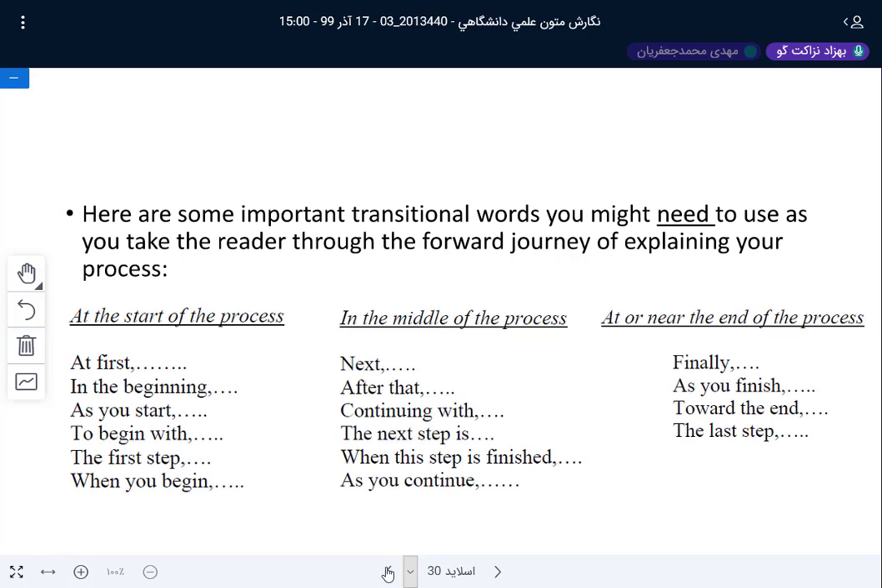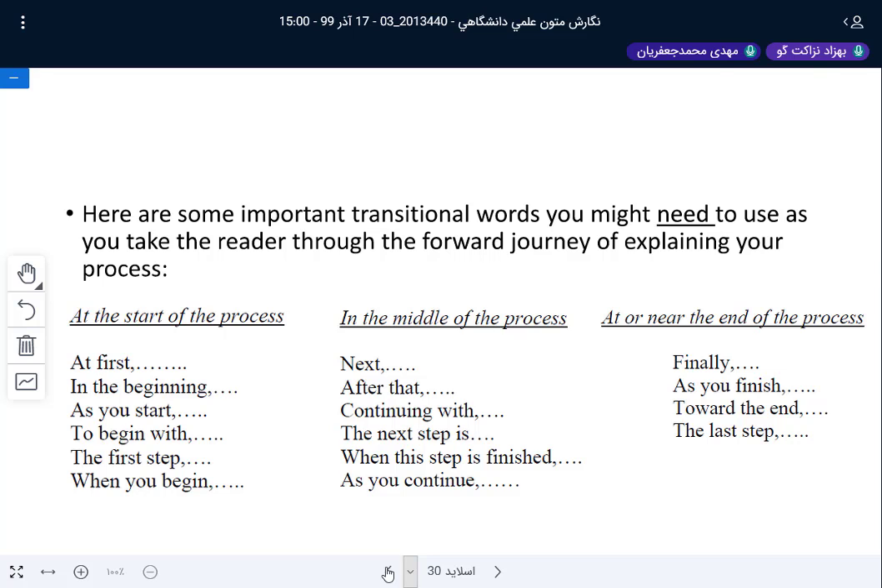So if you want to show everything in a chronological order, you can just use these connectors. Here are some important transitional words you might need to use as you take the reader through the forward journey of explaining your process. At the start of the process, you can use at first, in the beginning, as you start, to begin with, the first step, when you begin. So these signaling words can contribute to the coherence of your writing. So it's very important to consciously and carefully use them in your writing.